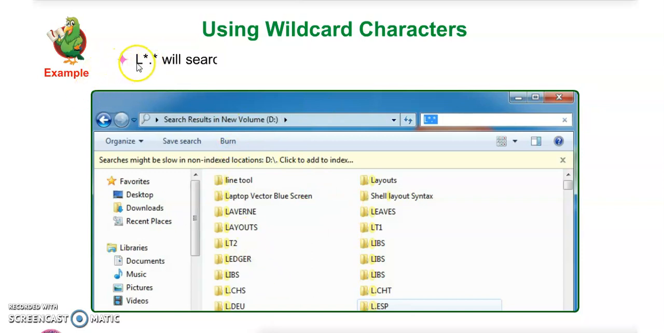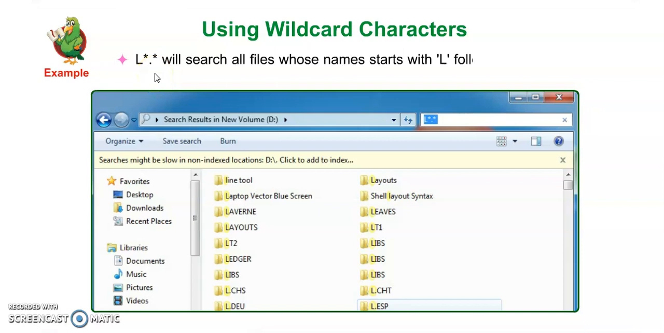If we write L star dot star, what is the meaning of this? It will search all the files whose names start with L. If we don't remember the file name, and only remember that the file name starts with L and not the other part, we can write L star dot star. It means we don't know the extension also. It will find all the files of any extension that start with L.